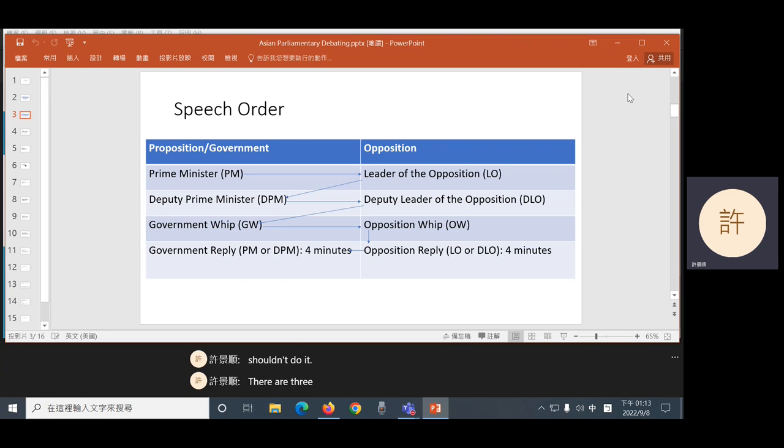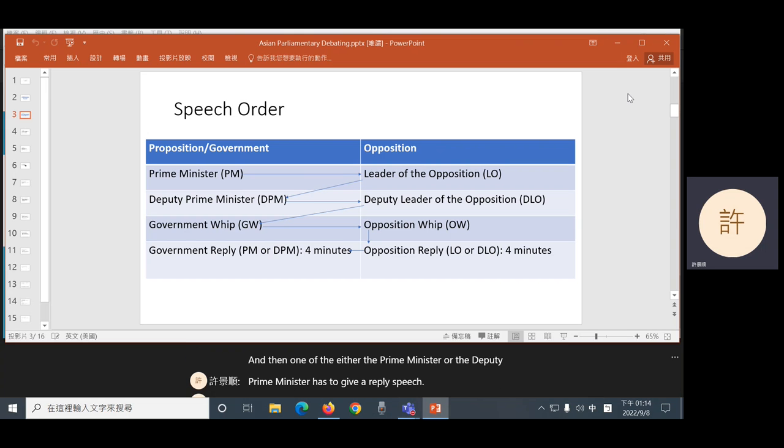There are three members to each team, which are the first three titles. Let's go side by side. For the proposition side, the first speaker has the title of prime minister. The second speaker has the title of deputy prime minister. The third speaker is government whip. In Chinese, this is dangbian. In an actual parliament, the whip is responsible for making sure that everyone in the same party votes the same way. So they keep party members in order. They whip party members, right? And then either the prime minister or the deputy prime minister has to give a reply speech.